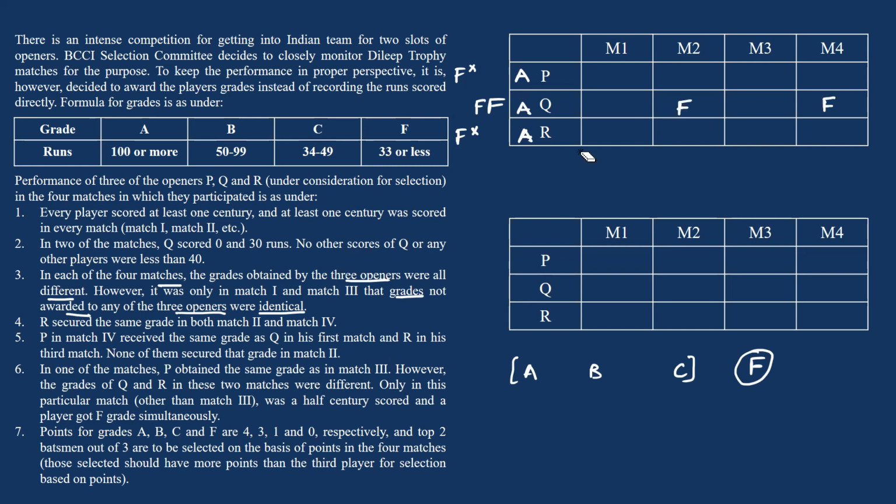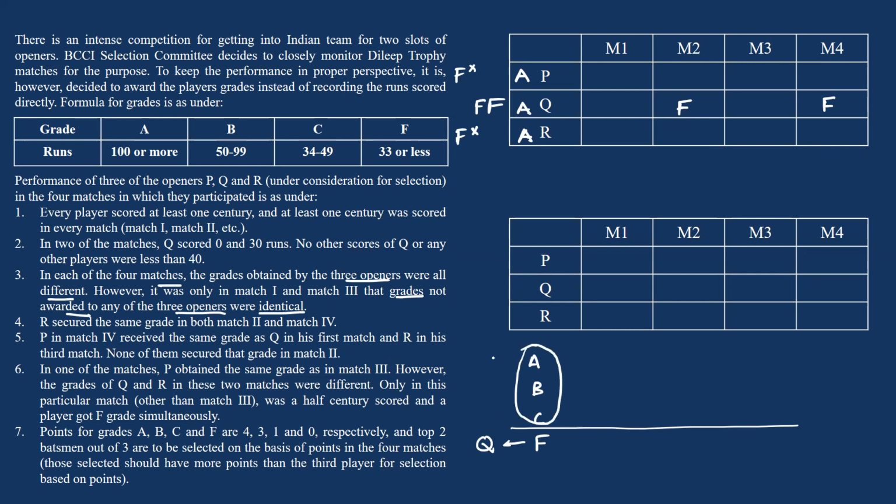Okay, so let's understand this a little. So you have 4 grades, right? So A, B, C, F. So F was secured by Q in 2 games and no other players. P and R did not get any F. So in all the 4 matches, P and R will be getting only these 3 grades, A, B, C in any order. Now we are given that in match 1 and match 3, the grade that was not awarded to any of these 3 openers were identical.